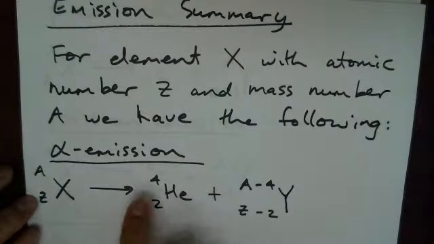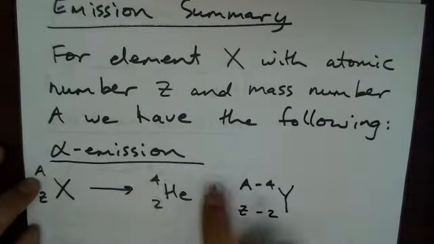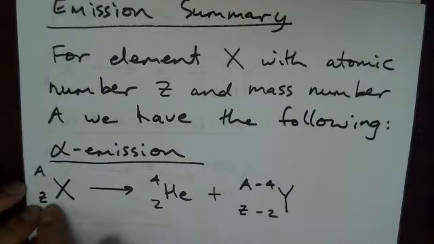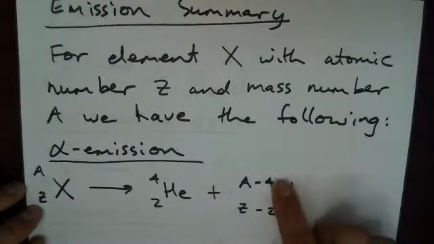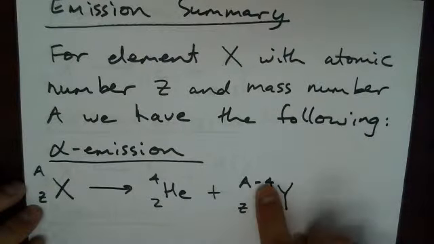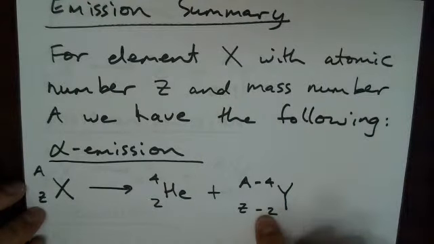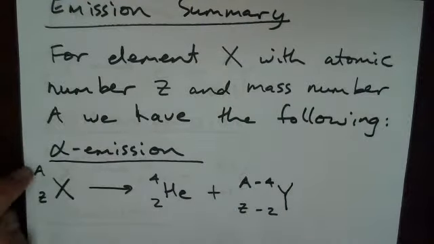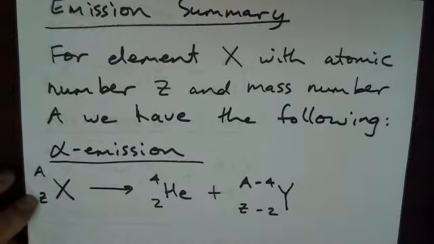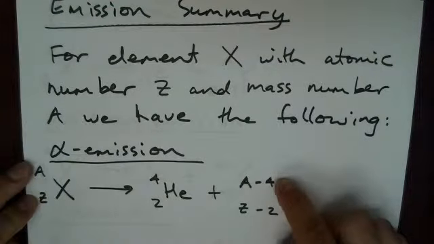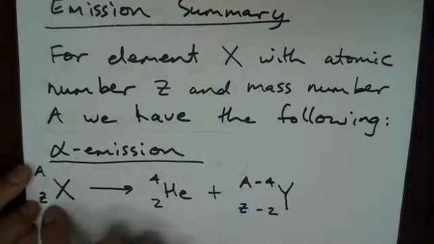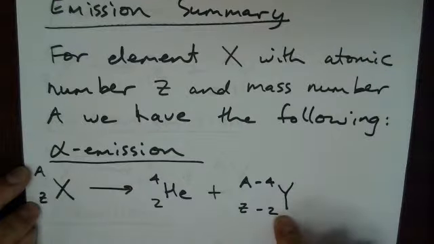If we have helium emission, then the new mass number would be the original take away 4, and the atomic number would be the original take away 2. So this new element would have a mass number 4 less than the original, and an atomic number 2 less than the original. So if we started off with, say, A was 42, so this element had a mass of 42, and say it had an atomic number of 21, the 42 would change to 38, and the 21 would change to 19.